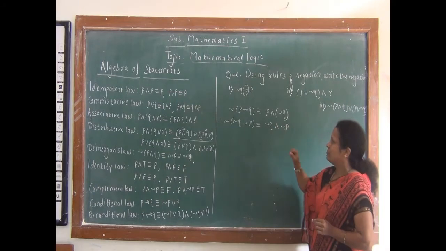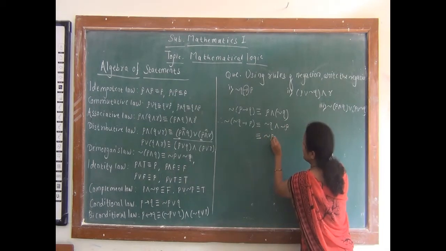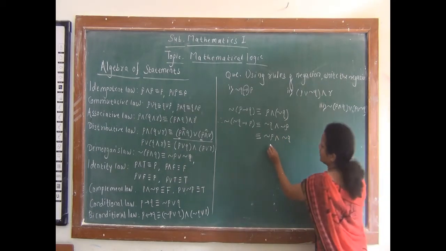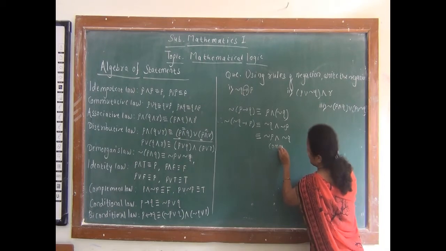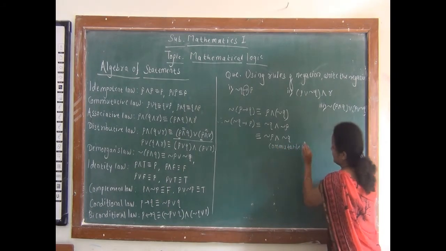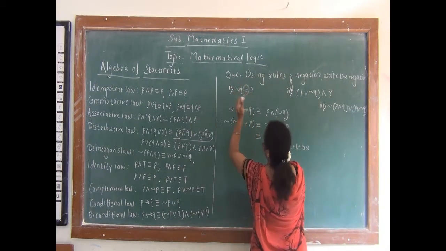Now if you want to simplify one more step, that is, if we interchange this negation P and Q, the reason behind that is the commutative law. So this is the negation of our given statement Q implies P.